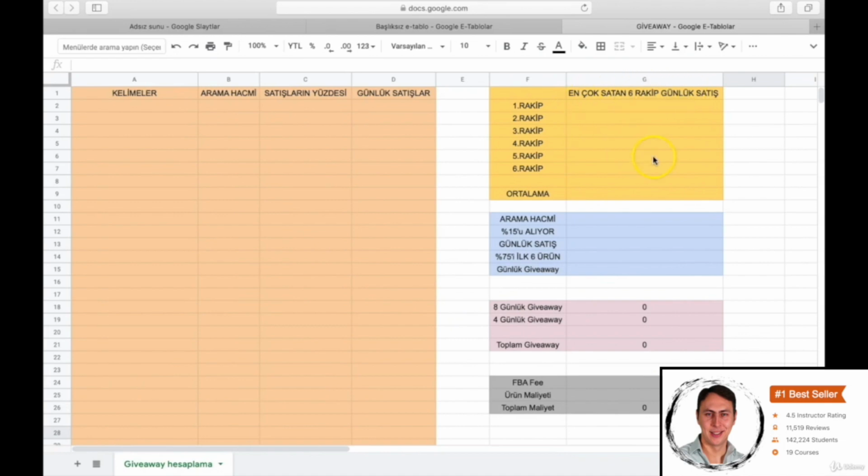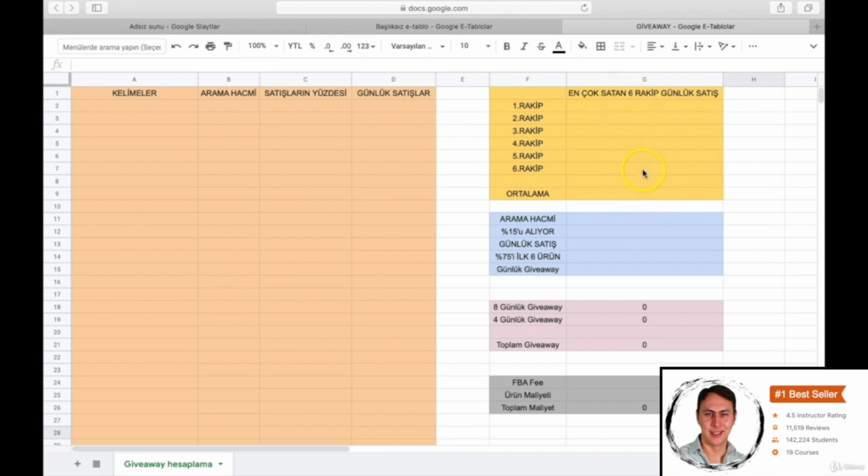In this table, we will write the number of daily sales of our competitors with the highest sales one by one. Because we want to get into these 6 top selling competitors and go above their rankings. We even want to put one of these in the back rows. Therefore, we need to make giveaway at least as much as the average daily sales of these competitors. First of all, we need to find the average daily sales of our competitors.